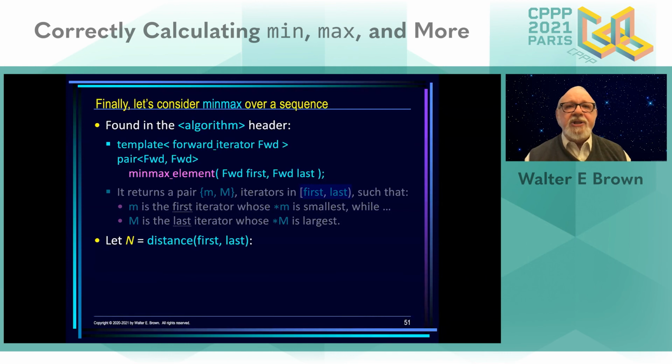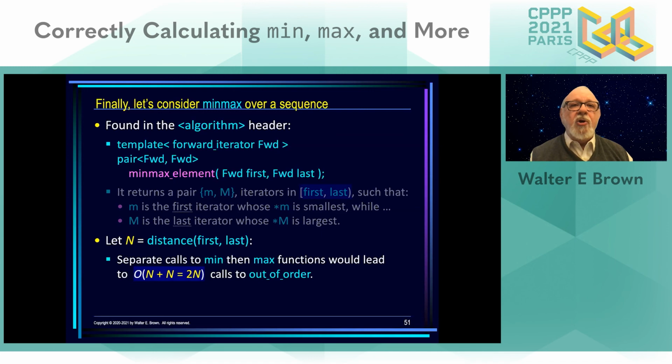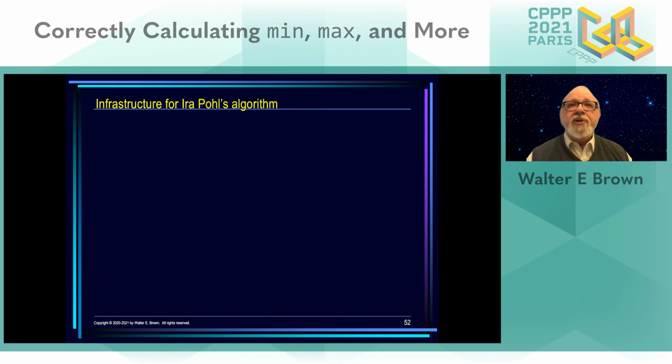With n as the distance from first to last, we can certainly make separate calls to min and max. And if I do that, I'll end up with approximately 2n calls to out of order, which means 2n calls to less than or equivalent. But it turns out there's an algorithm by Ira Pohl from 1972 that reduces the coefficient by a quarter. So I'd like to share that with you very briefly.